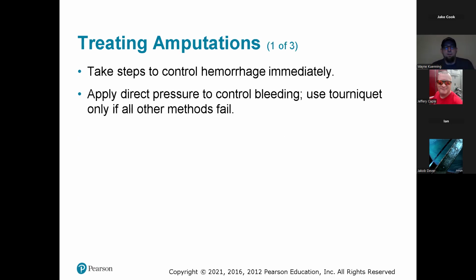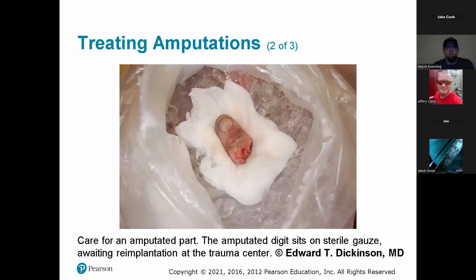Amputations. Obviously, we're going to do what we can to control bleeding. Tourniquets if necessary. Direct pressure. Obviously, we're not going to put direct pressure on a bone end. That's not appropriate. Fingers will self-shunt pretty quick. Anything above the wrist or above the ankle, it's not going to self-shunt real quick. Those blood vessels and arteries are too big.